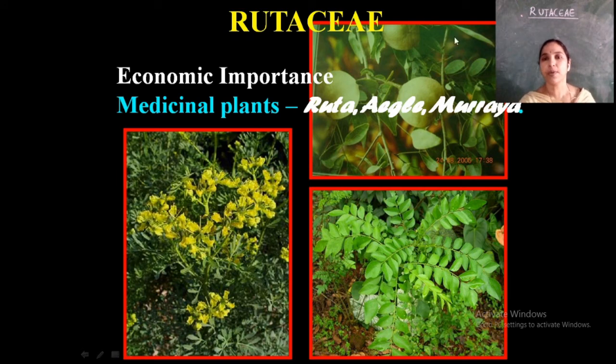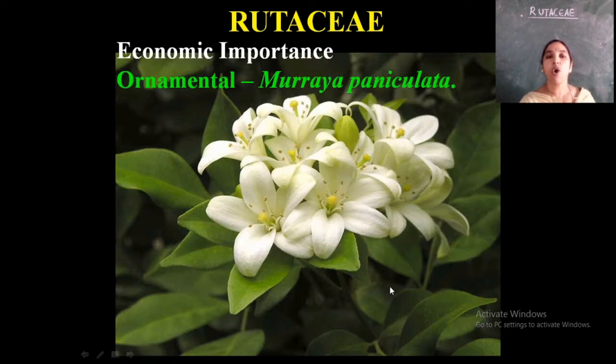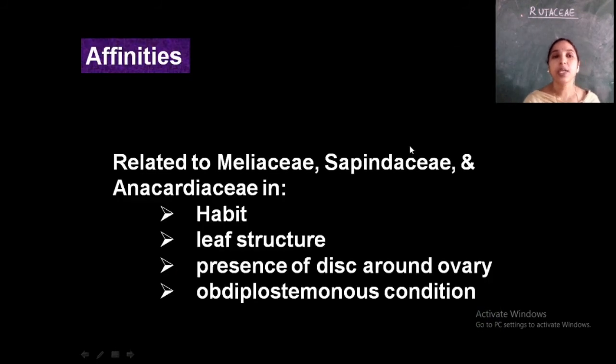Aegle is that Koovalam. This is the Koovalam. Okay. This is Ruta. This is Murraya. They are all medicinal. Then ornamental, this plant is Murraya paniculata. That is usually available in gardens, you can use this plant for preparing herbarium, Murraya paniculata. Then this family shows affinity with the Meliaceae, Sapindaceae and Anacardiaceae in its habit, leaf structure and obdiplostemonous condition, etc. Showing relationship with these families.